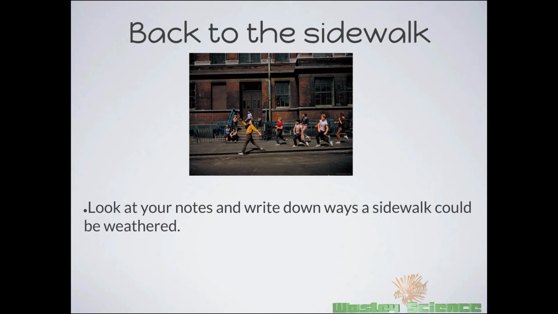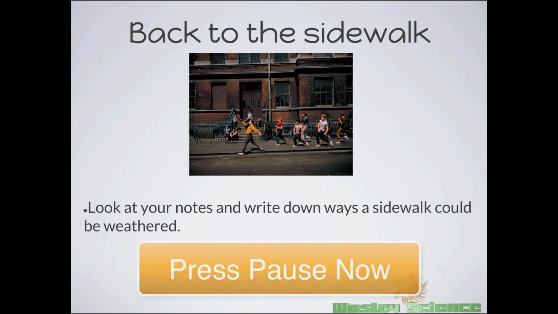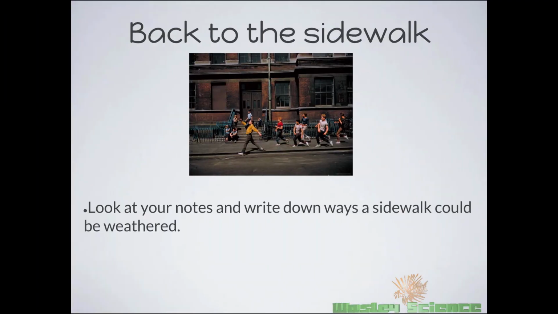So now that you are familiar with many types of physical and chemical weathering, I want you to look at your notes and write down ways that a sidewalk could be weathered. I want you to press pause at this time with the video and write down as many examples as you can. So you should have come up with several ways, and I will be checking this when I check your homework. So make sure that you have at least 5, if not more, ways that the sidewalk could be weathered.